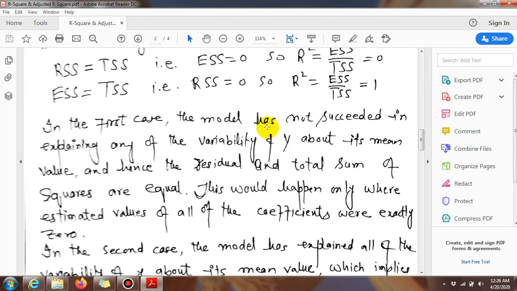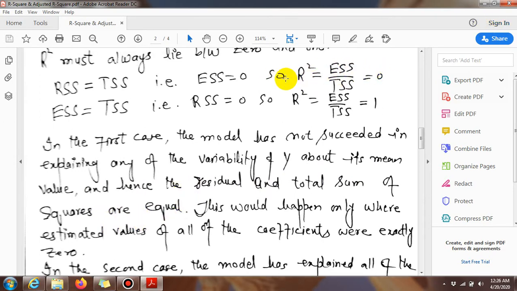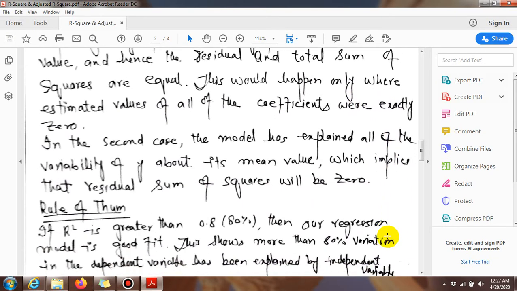Okay, in the first case, the method has not succeeded in explaining any of the variability of y about its mean value, and hence the residual and the total sum of square are equal. So our explanatory variables are unable to explain anything in the dependent variable. This would happen only where the estimated values of all of the coefficients are exactly 0. Okay, in the second case, the model has explained all of the variability of y about its mean value, which implies that the residual sum of square will be 0.